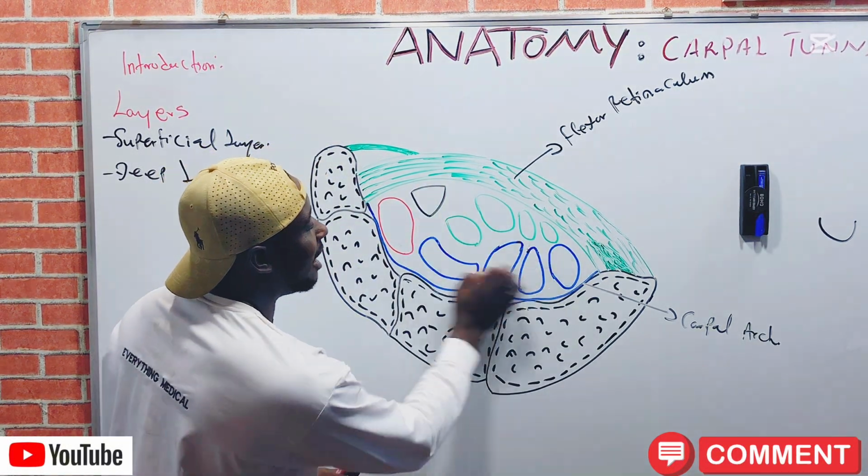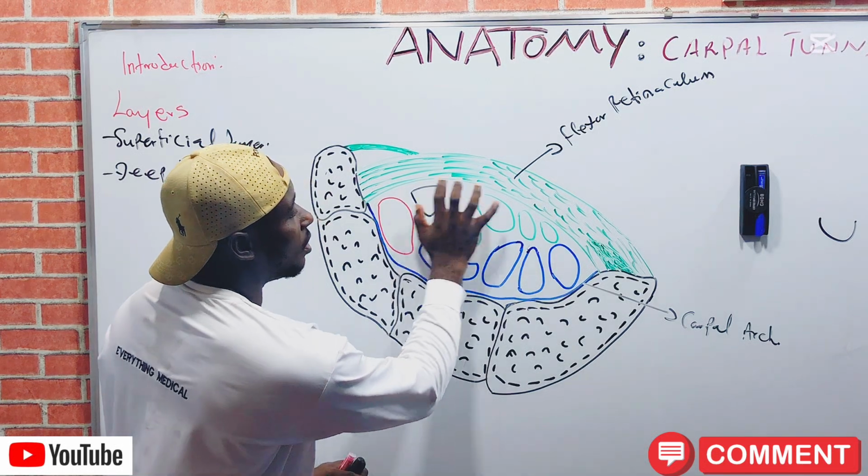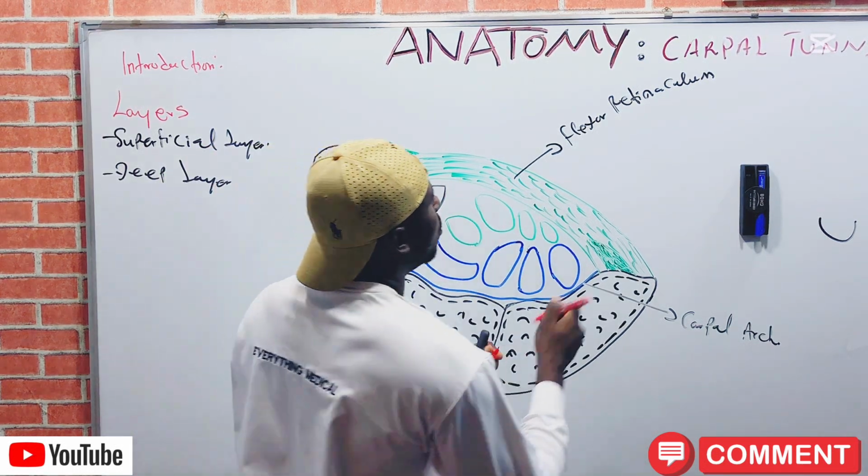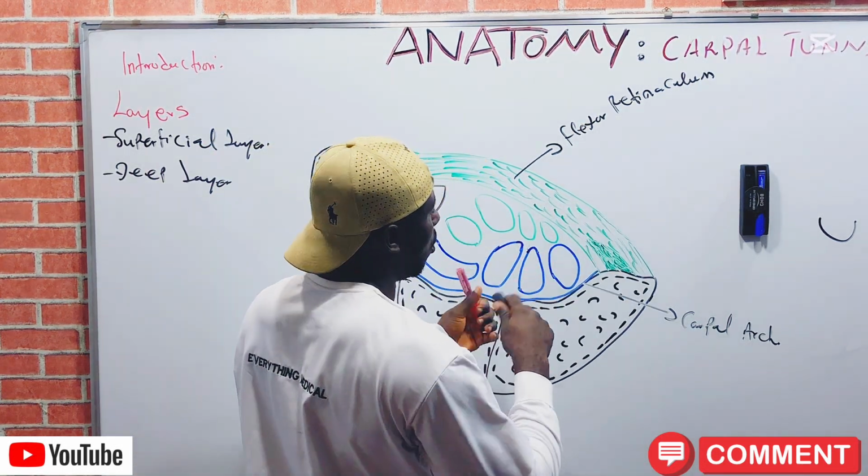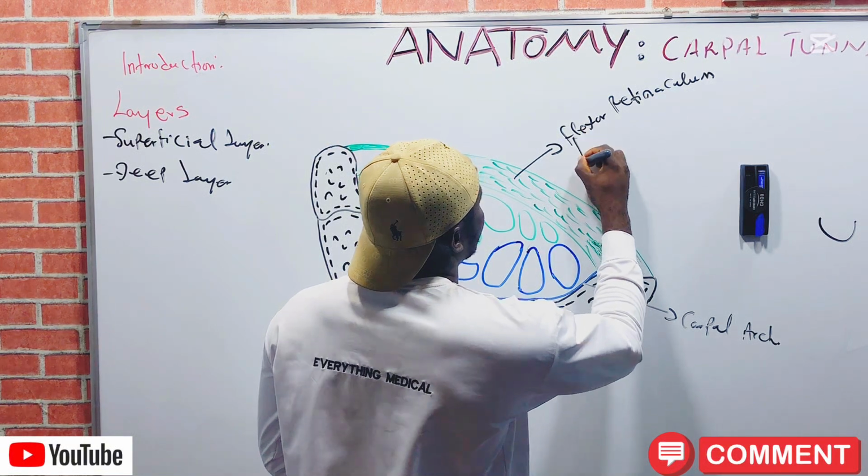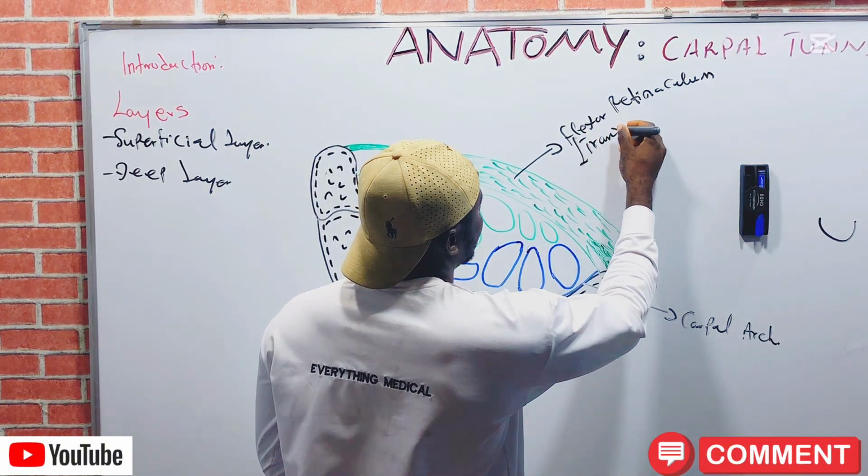Now watch, this is the carpal tunnel. Inside here is the carpal tunnel. So this can be called the transverse carpal ligament.